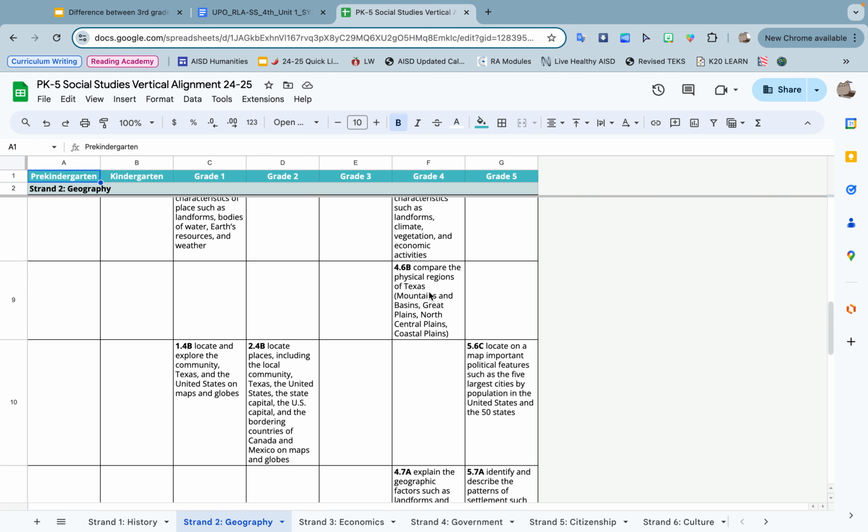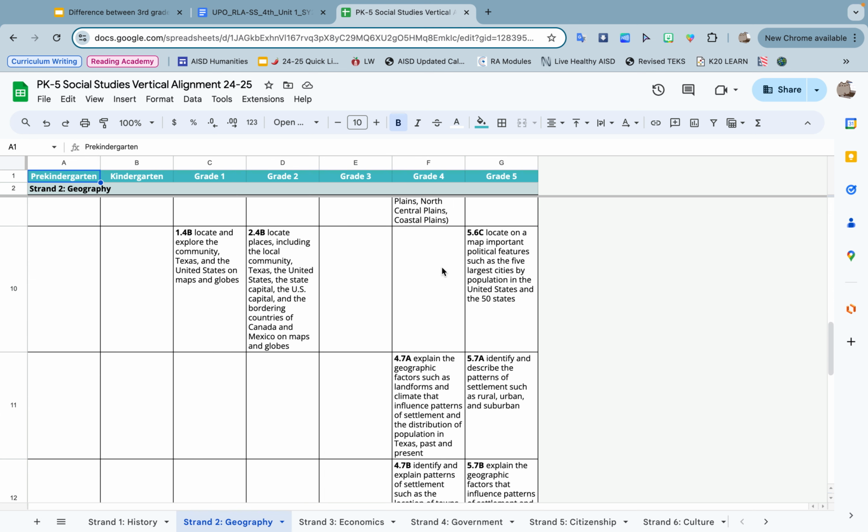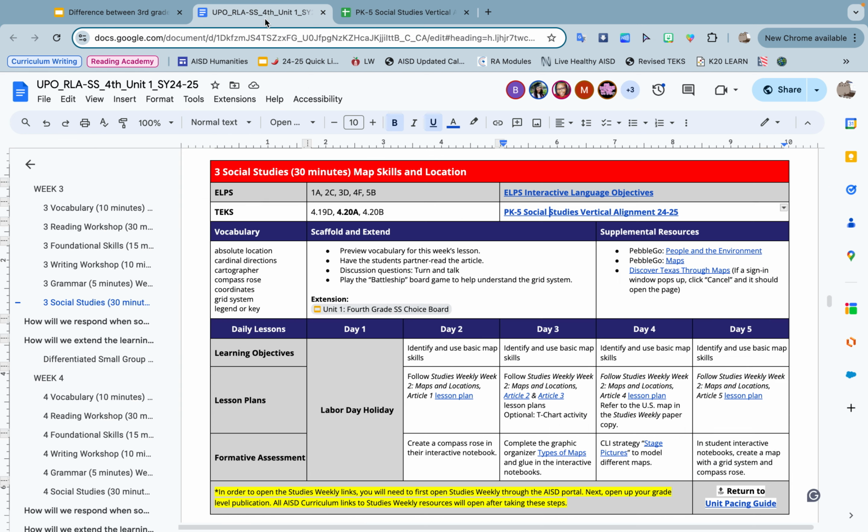If there is no alignment, like this one, comparing the physical regions of Texas, there's nothing to either side of it. That means it does not have a direct alignment to any other grade level. Whereas here in 5th grade, I can see that they're locating on a map important political features, and I can see that, oh, look at this, in 1st and 2nd grade, they also locate places on maps. So this is how this document works.